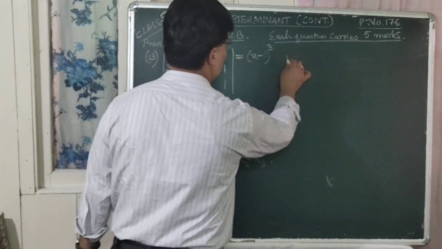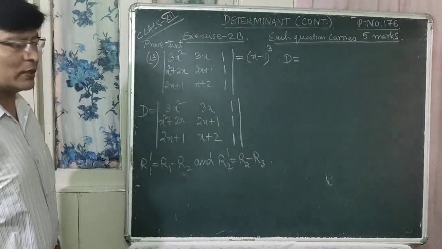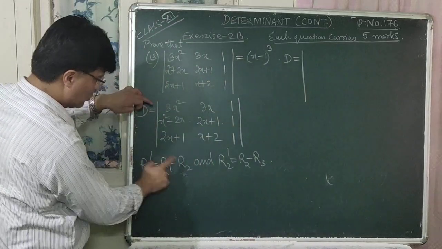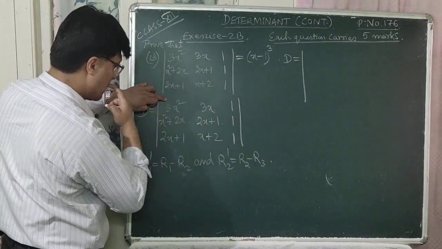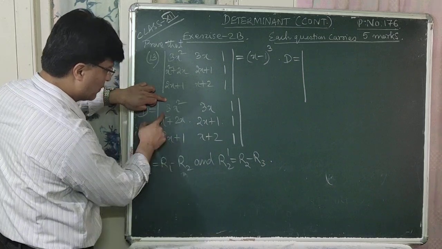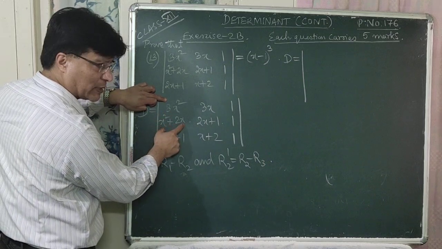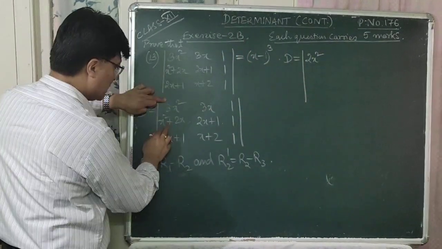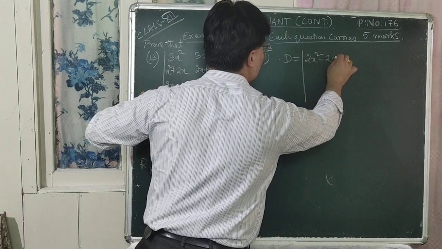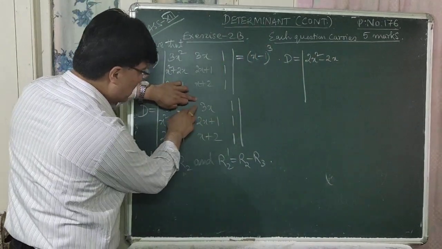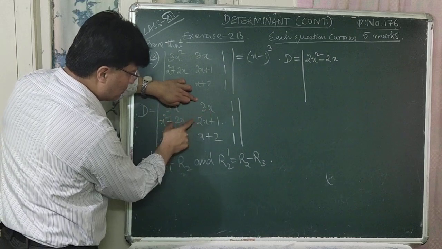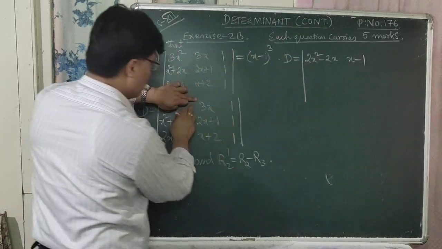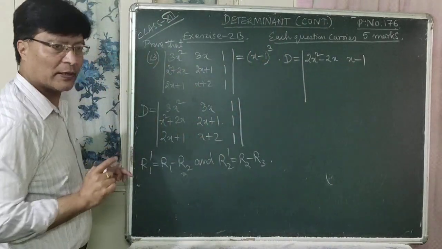So D is equal to, now what is the determinant now? Now R1 minus R2. So row 1 is changing, new row 1. So R1 minus R2, 3x square minus x square minus 2x. What is 3x square minus x square? That is your 2x square. Then minus 2x. Then you should write minus 2x, right? Then comes, what? 3x minus 2x minus 1. 3x minus 2x, x. Then plus into minus minus, that is 1, right?